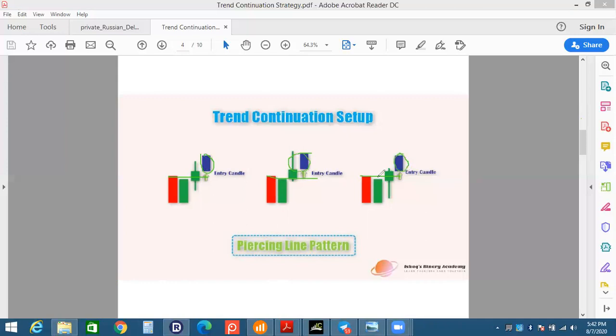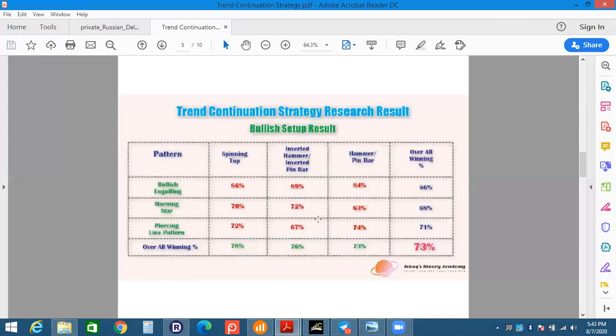And if you want low risk, take the setup above the 50 moving average. And then the bearish setups. So we are going to the results. First, we see the results of these bullish setups. Then we go to the bearish setups.